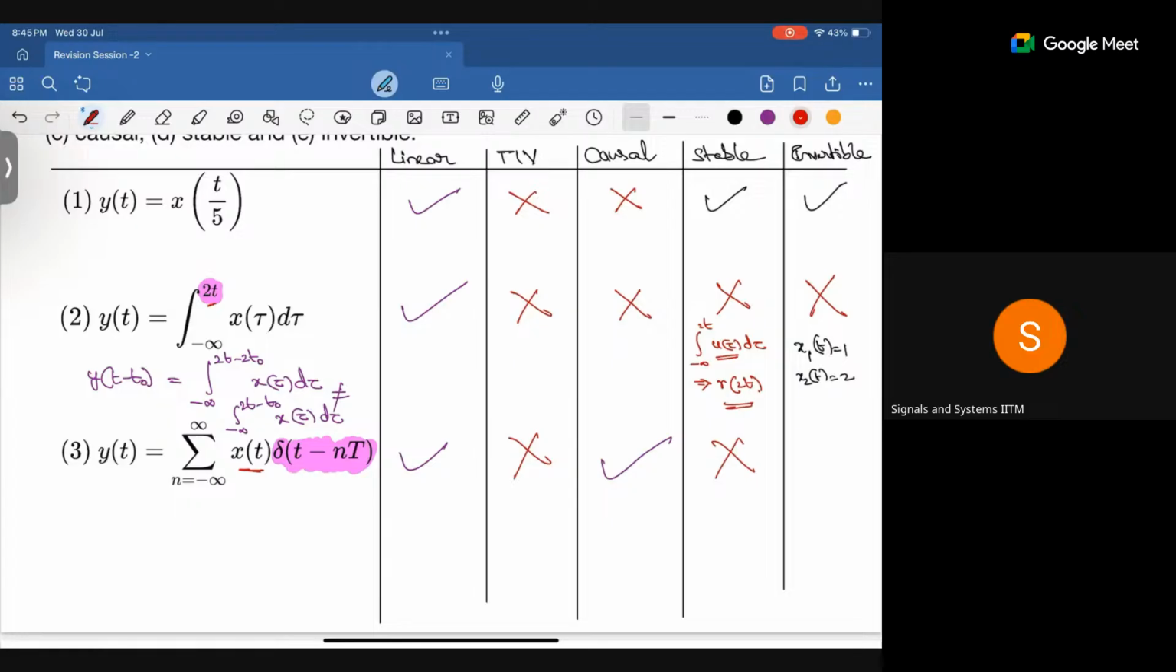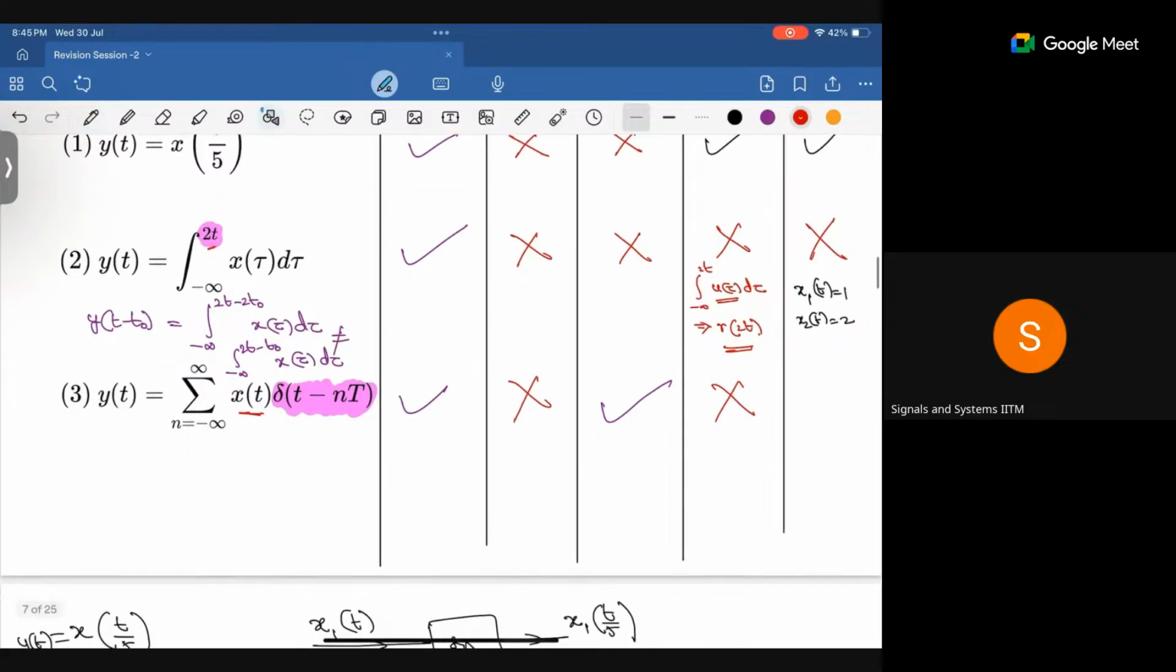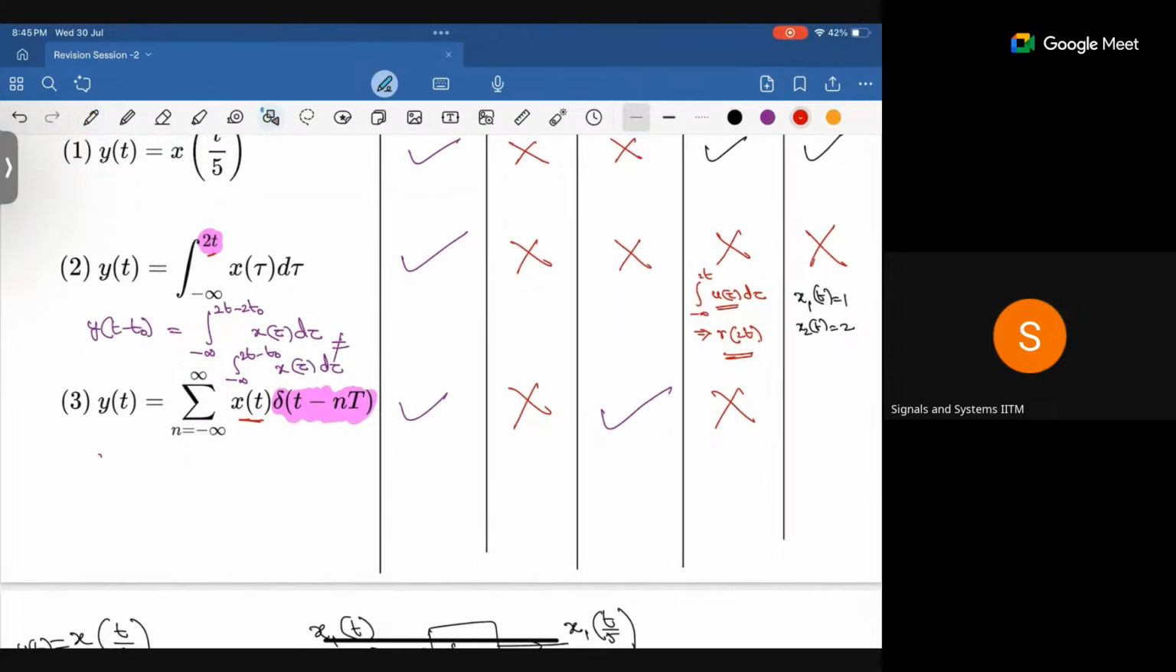Is it invertible? Again, okay. Is it invertible? I think I should spend some time. So how does this graph look? I have x of t. What is y of t doing? Let's say my x of t is some input like this. So what is y of t doing?